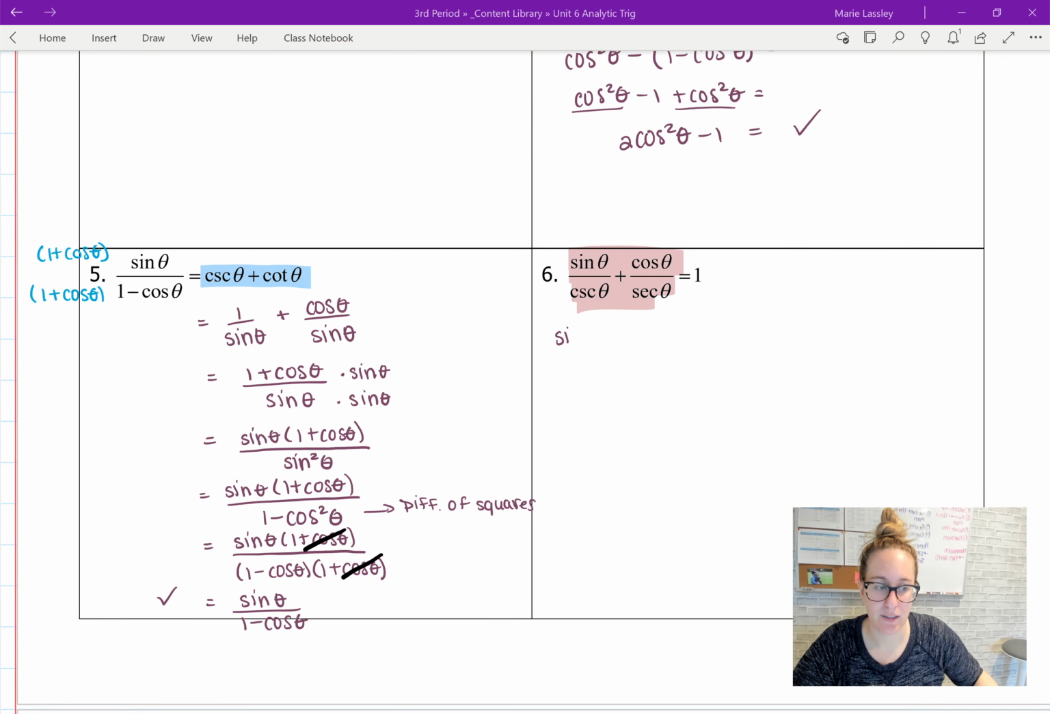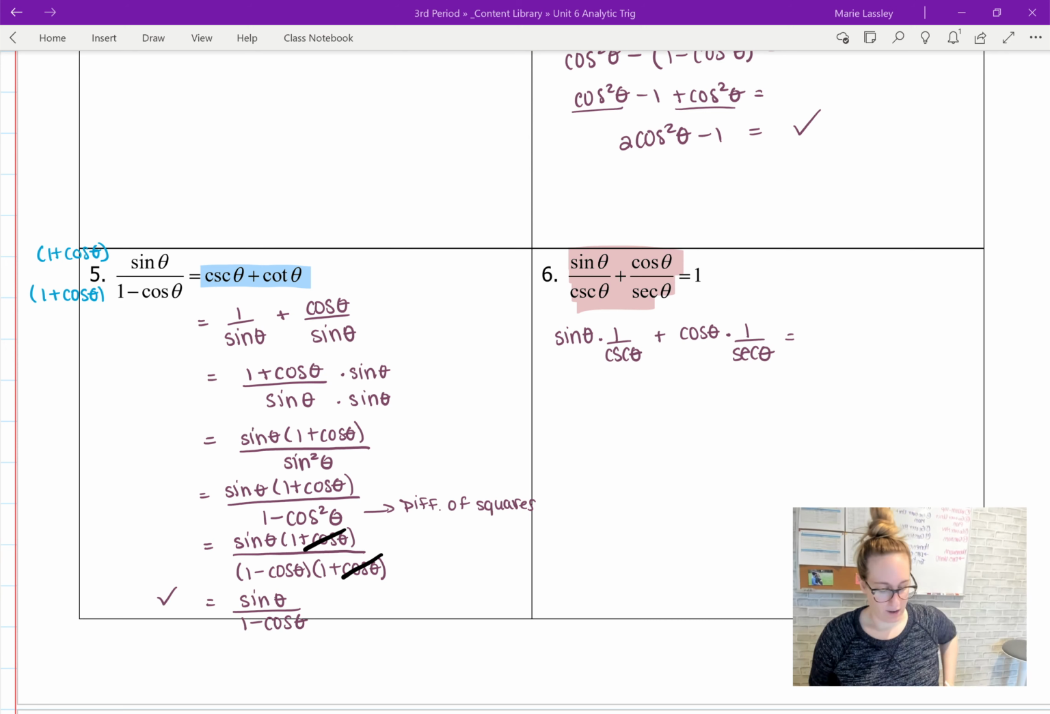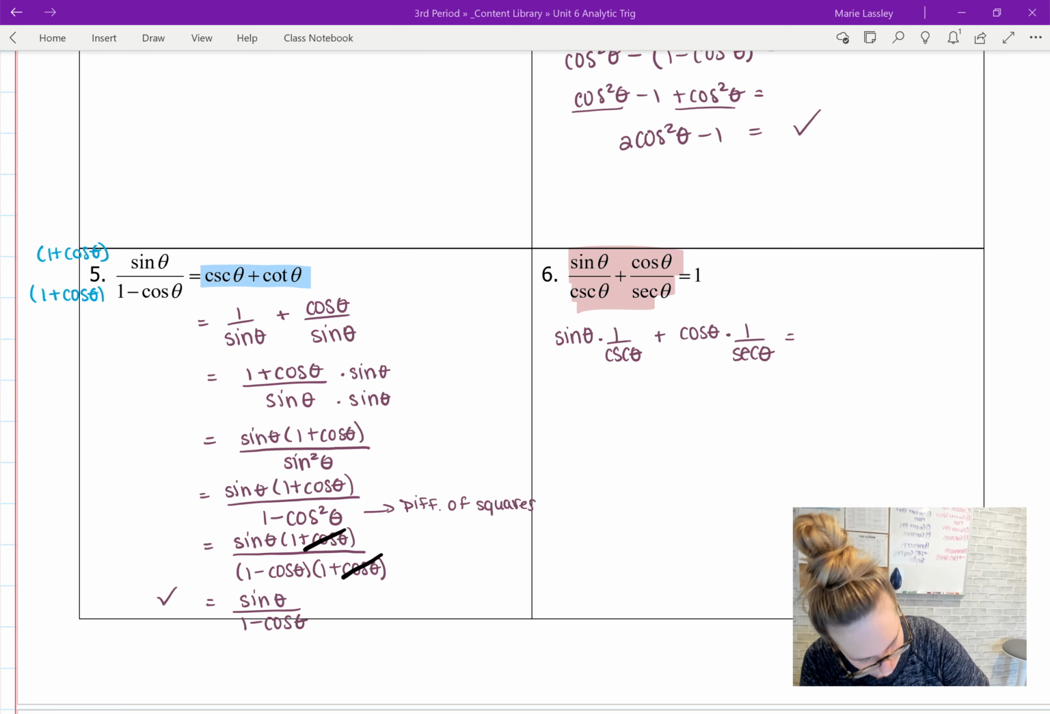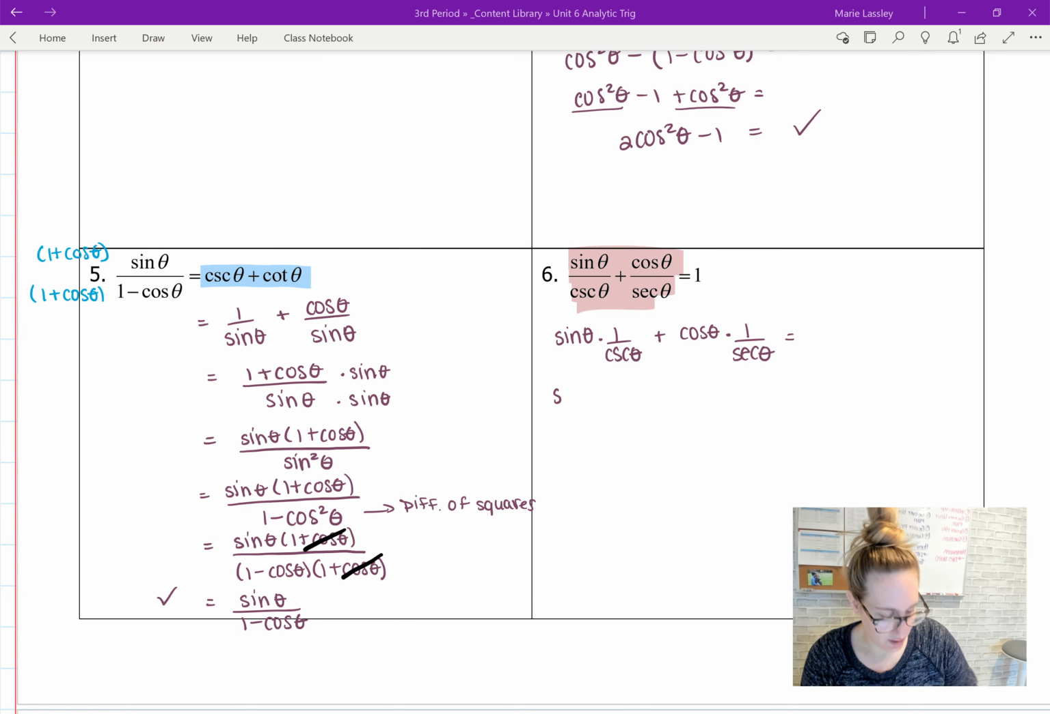The writing is so slow. All right, so here we go. This becomes sine times sine plus cosine times cosine. Sine times sine is sine squared. Cosine times cosine is cosine squared.